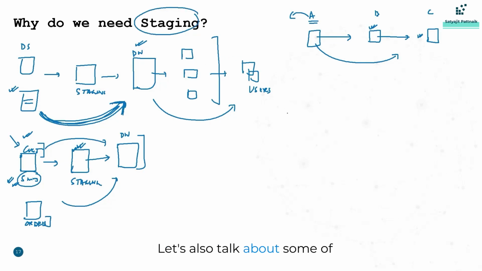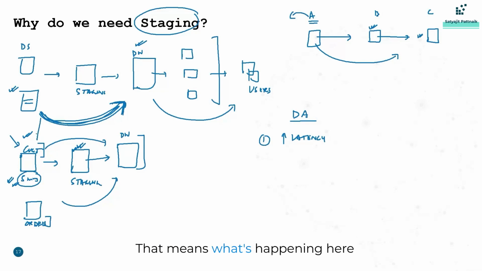Let's also talk about some of the disadvantages of having a staging environment. The first disadvantage is that the staging area increases the latency. That is the time required for a change in the source system to take effect in the data warehouse. There is a delay here, so there is an increase in the latency.